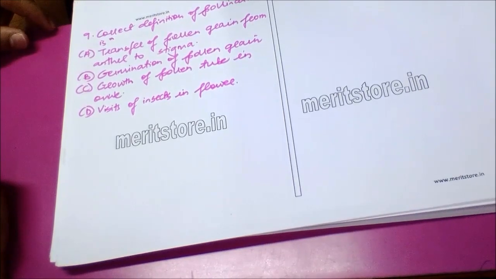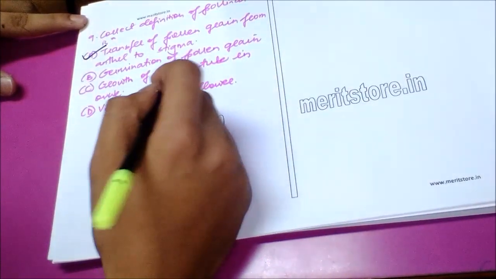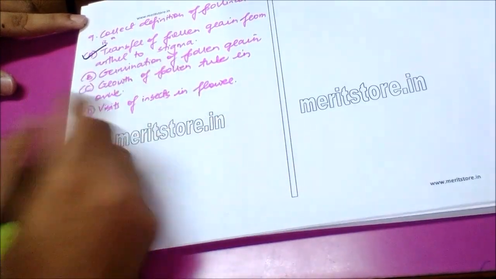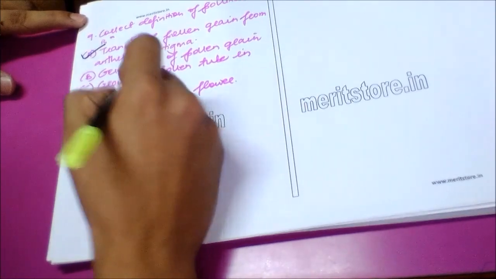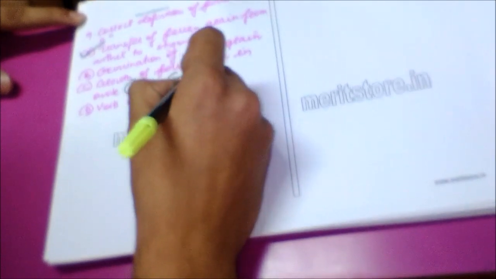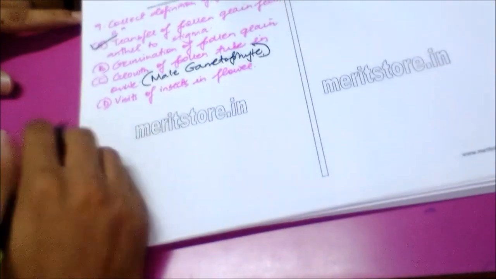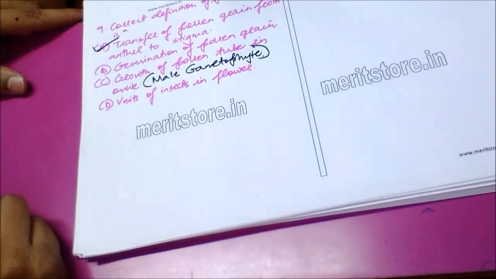Correct definition of pollination is option A, transfer of pollen grains from anther to stigma, option B, germination of pollen grain, option C, growth of pollen tube in ovule, and option D, visits of insects in flower. The answer to this question is option A, which is transfer of pollen grains from the anther to the stigma. Growth of pollen tube in ovule is a part of the formation of male gametophyte. So the answer to this question is option A, just transfer of pollen grain.